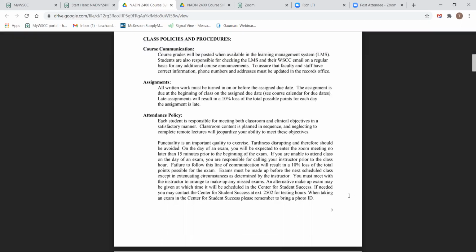Assignments. All assignments are on the course calendar, the due dates. Make sure that you're turning in assignments on time because you will lose 10% of the total points for each day that is late. It pains me to take points away for something like this. You really need to just follow the direction and you will not have additional points taken off.